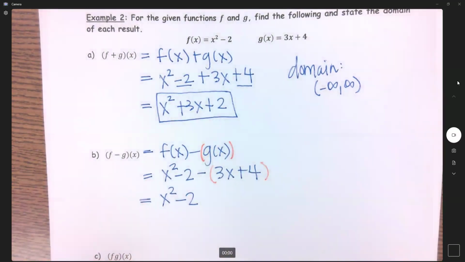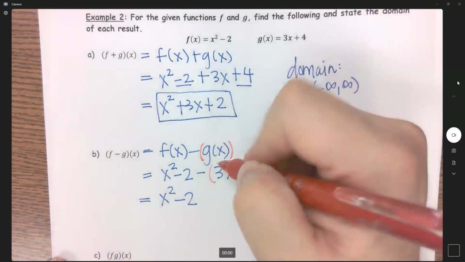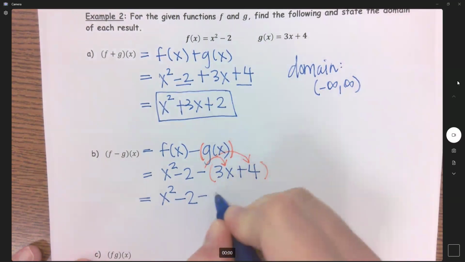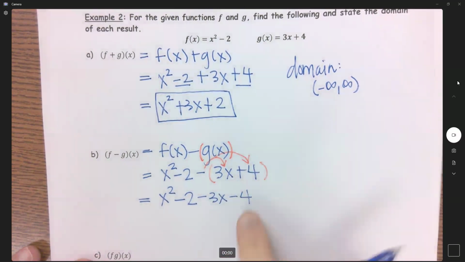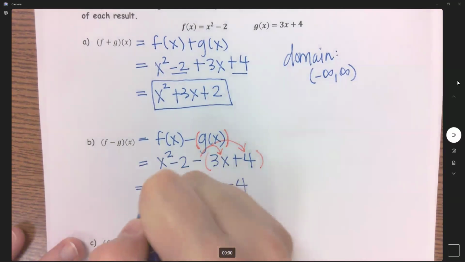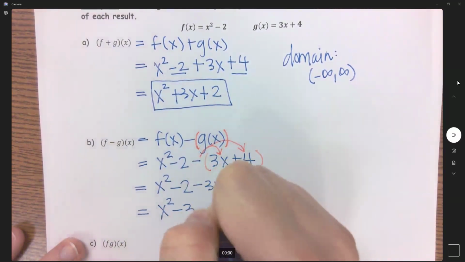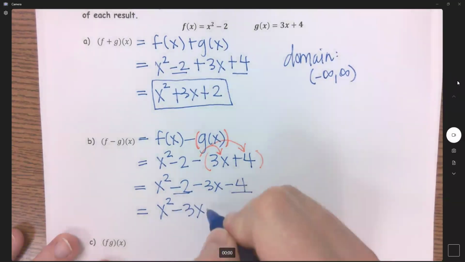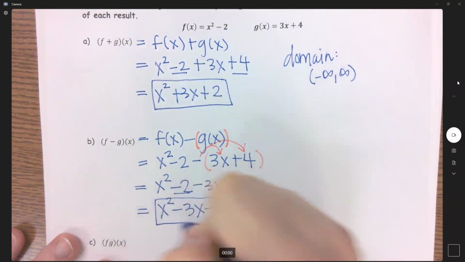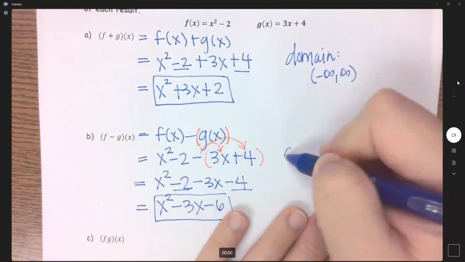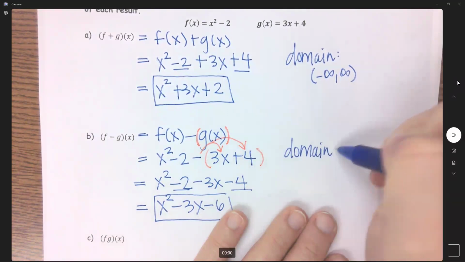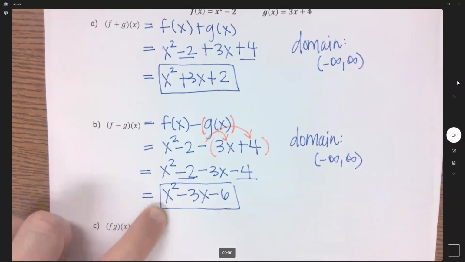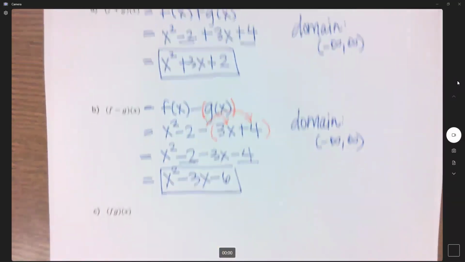So we're going to bring down our f of x, and then we need to distribute that negative into our g of x. So this is minus 3x, now minus 4. That's what you'll get messed up on. And so we'll have x squared minus 3x, and now negative 2 plus 4 gives me a negative 6. So what is its domain? Well, it's negative infinity to infinity because my answer here has no fractions and no radicals.